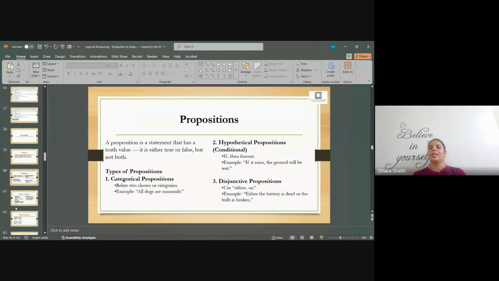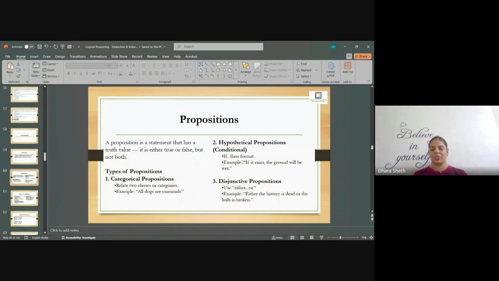Okay. See, a proposition is a statement that has truth value. It is either true or it is false, but it cannot be both. There are 3 kinds of propositions. First, categorical propositions. They relate 2 classes or categories, like all dogs are mammals. Two classes, dogs and mammals, are related to each other. That is why they are called categorical propositions, 2 categories. And in most questions of logical reasoning, syllogisms and everything are based on categorical propositions.